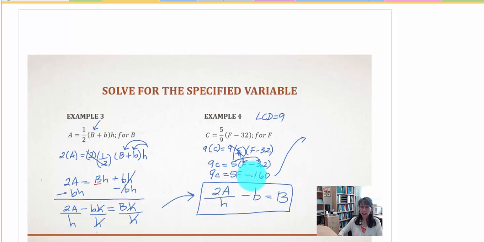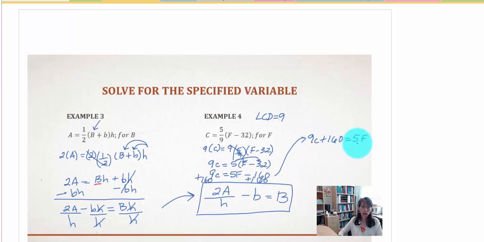What we are trying to do is isolate the term with F. So we can see two different operations are happening. F is being multiplied by 5, and it's going to be decreased by 160. So if we add 160 to each side of this equation, that will help us to get the term with F isolated. So adding 160 to both sides of the equation results in 9C plus 160 now equals 5F.